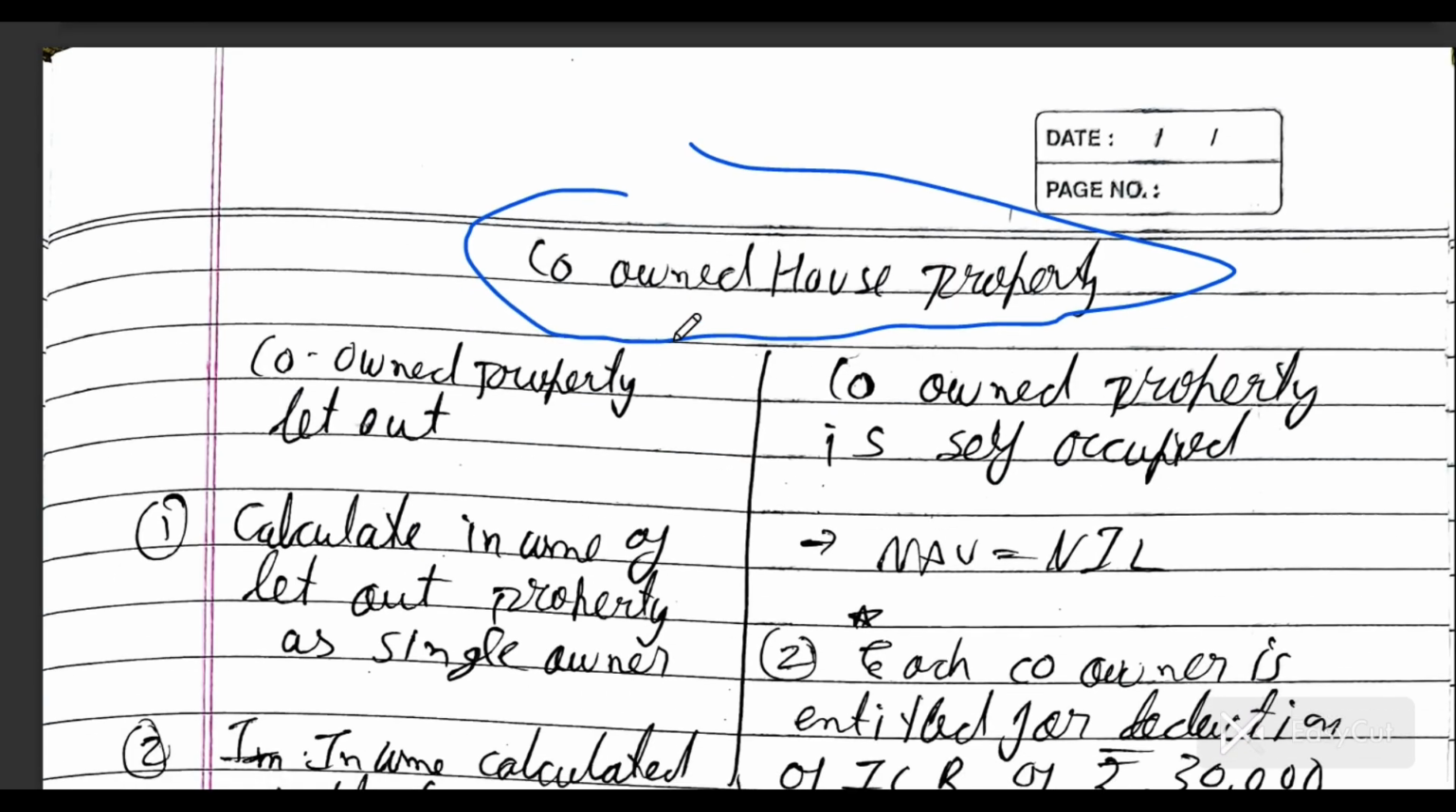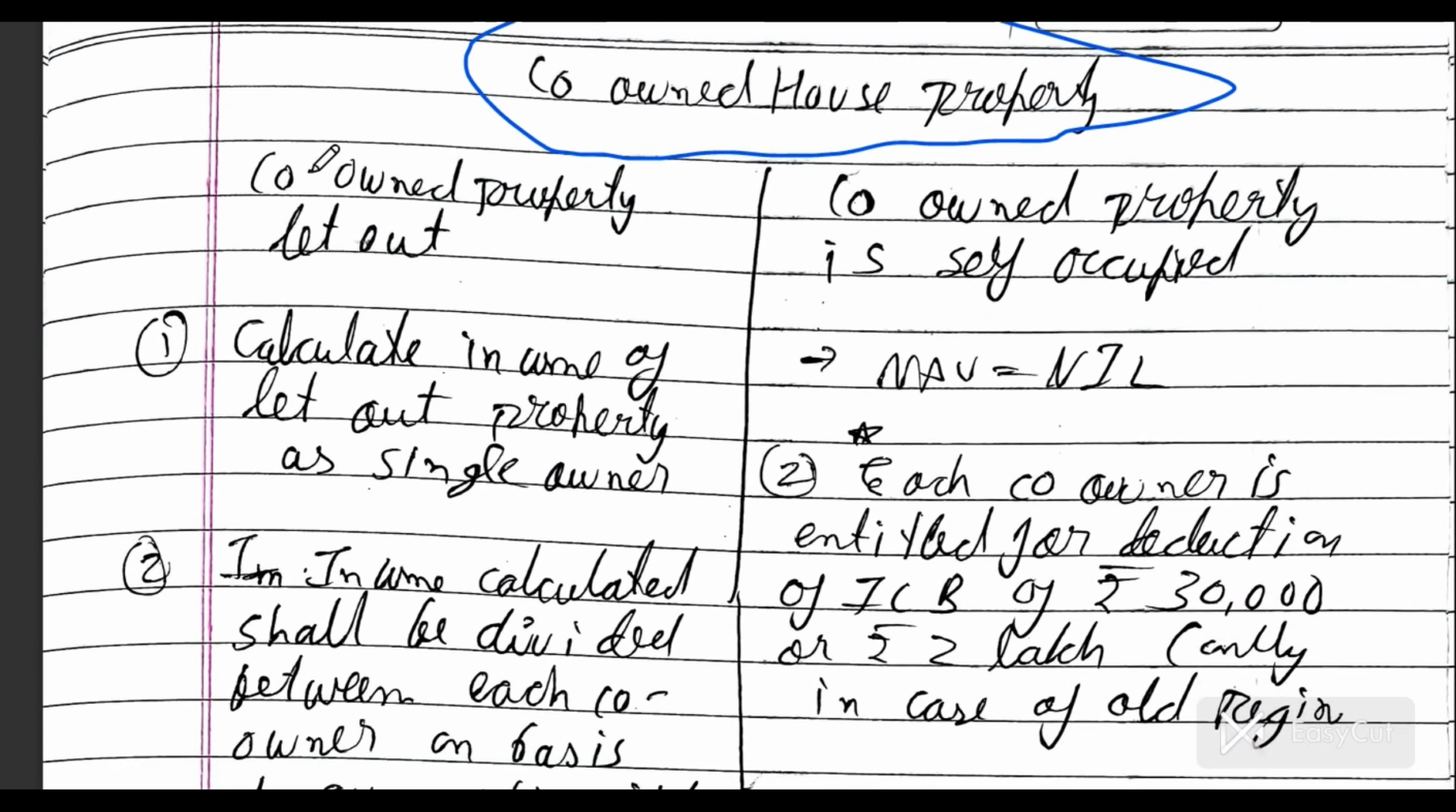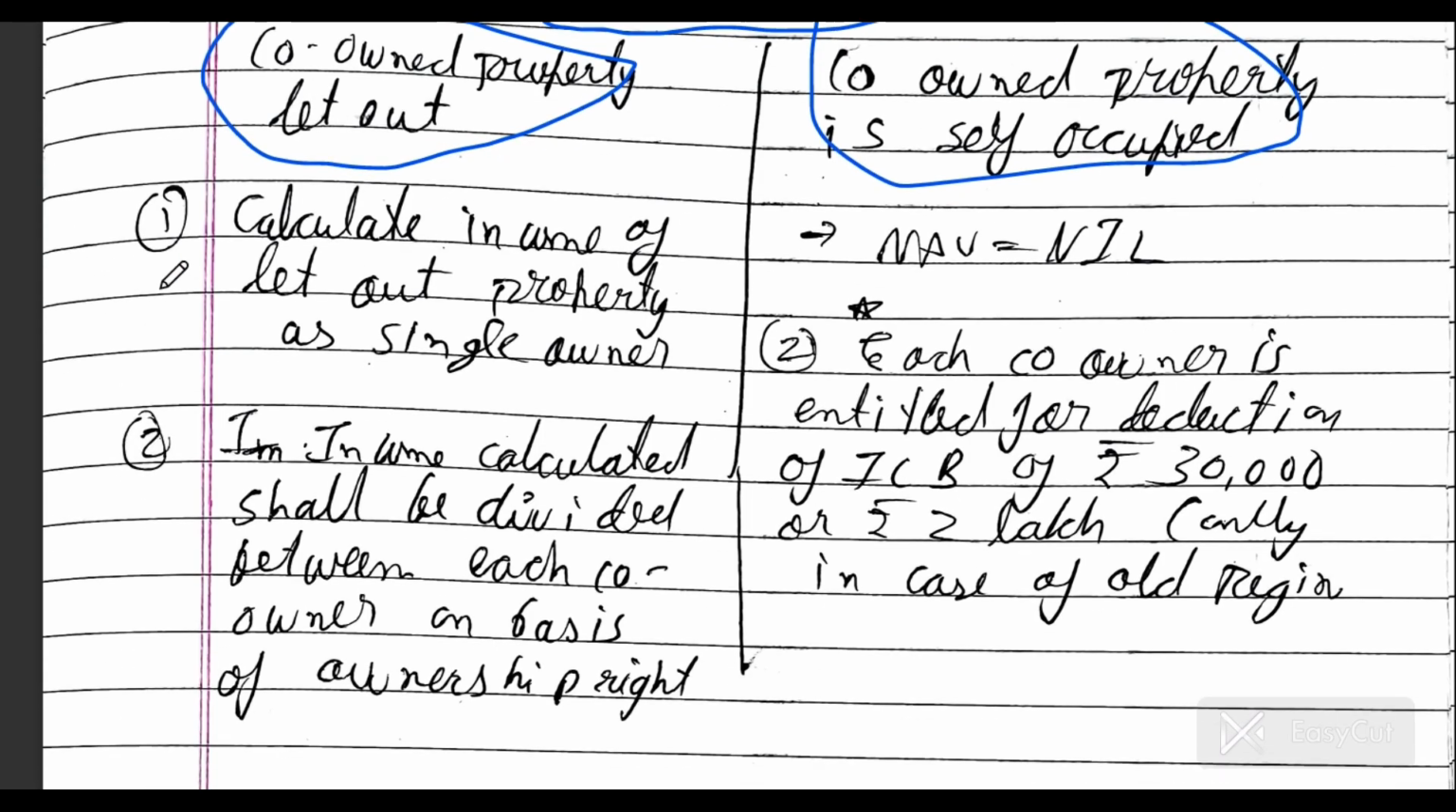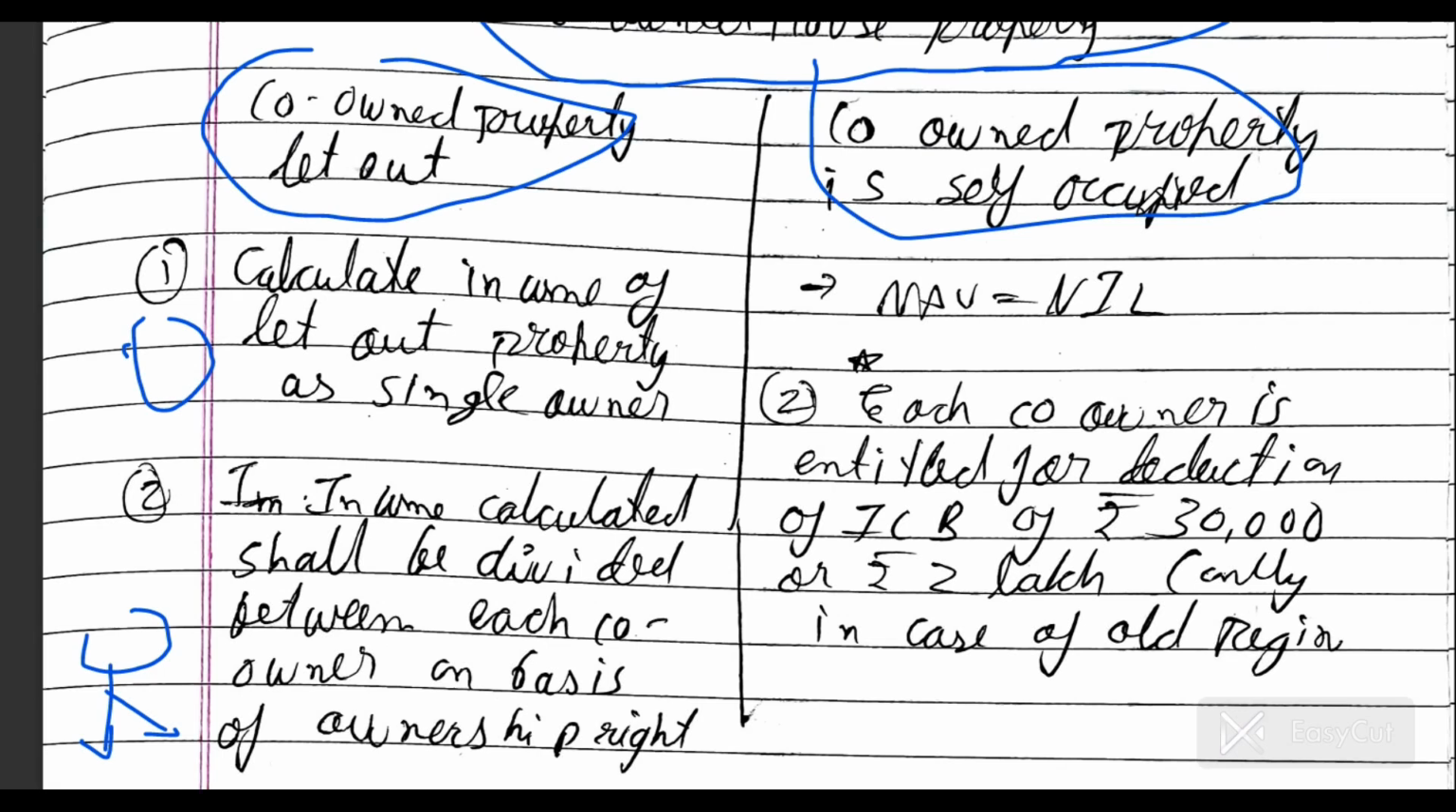Okay. What will be the treatment of co-owned house property? If the co-owned property is let out, or if the co-owned property is self-occupied, what do you have to do? Like when we go to a restaurant, one person pays the whole bill, and then we divide it according to ownership, right? How much bill we will split, 50/50, 40/60. And for self-occupied property, it will always be nil.